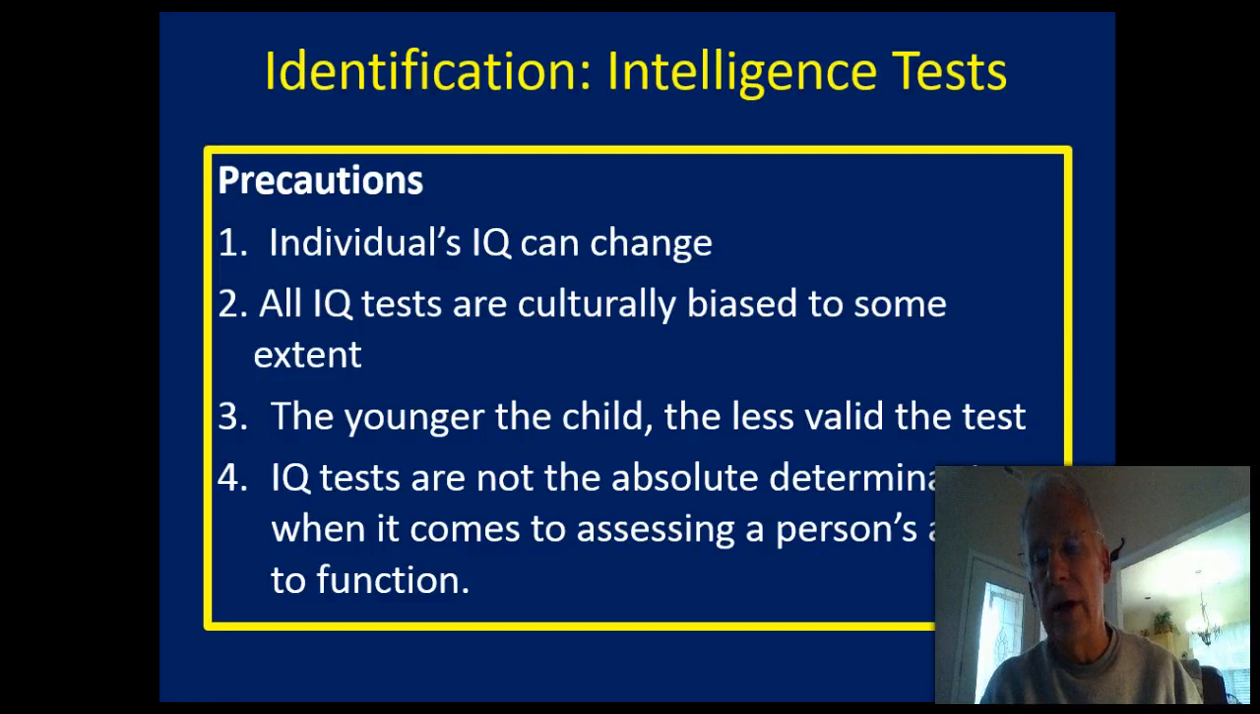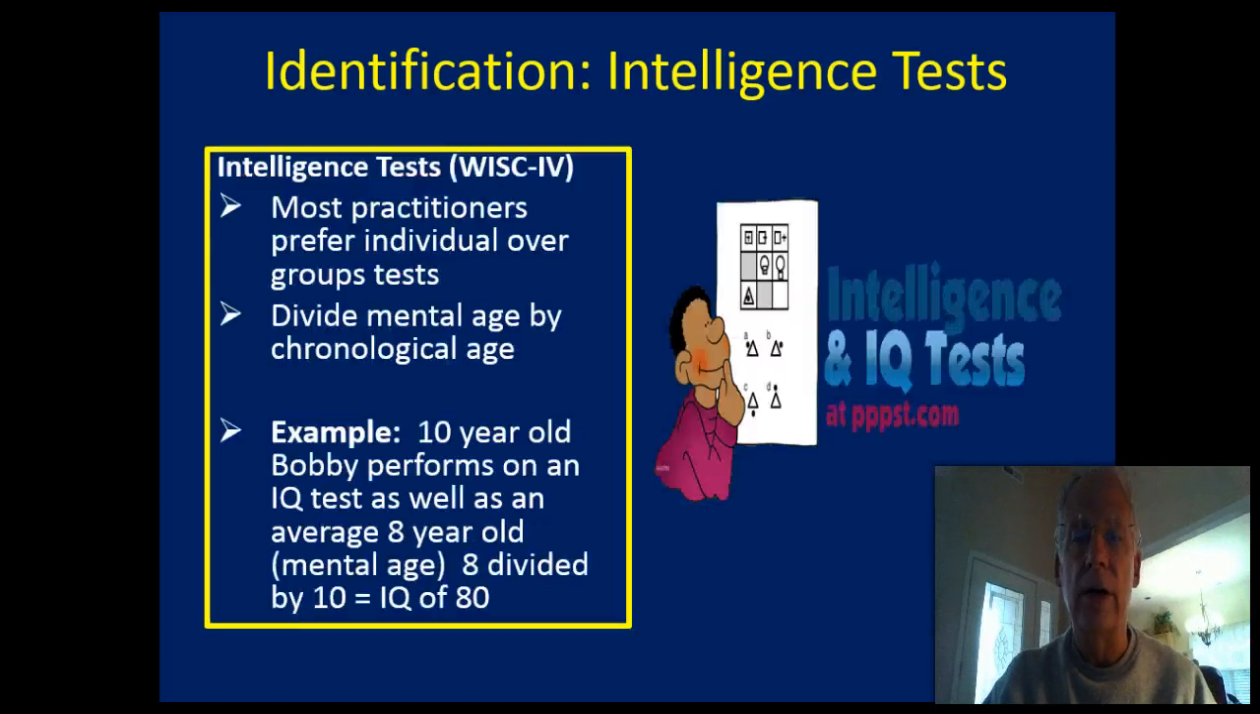The younger the child also, the less valid the test. So when you're testing somebody for kindergarten or first grade for an IQ, it's very difficult to get a valid IQ test. And they're not an absolute determinant when it comes to assessing a person's ability to function, especially when you're dealing with those with intellectual disabilities. So again, IQ tests are still used. They're usually administered individually, but there are some precautions that you need to take when you're working with intelligence tests. Keep in mind, intelligence tests would be used during the comprehensive assessment phase, so moving somebody out of the tiers and possibly moving them into special ed would be when we would encounter an intelligence test.